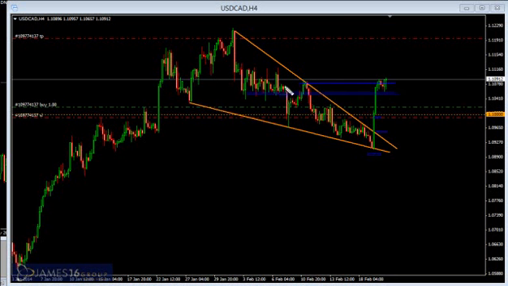We did try to test down in these lows here, but now that we're making a new high, I'd really like to see some progress towards the top of this box here, where I may take profit.